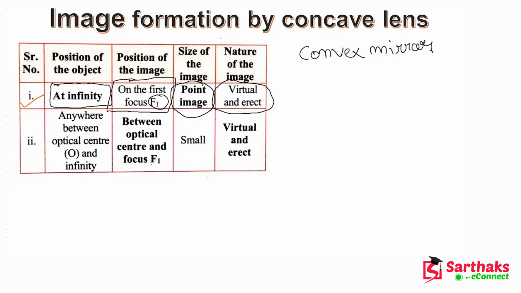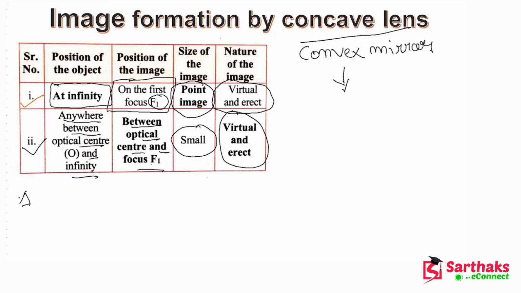Now, let's talk about the second case. In the second case, we placed the object anywhere between the optical center and infinity. The position of the image in this case is between the optical center and focus F1. The size of the image is very, very small. And the nature of the image is again virtual and erect.